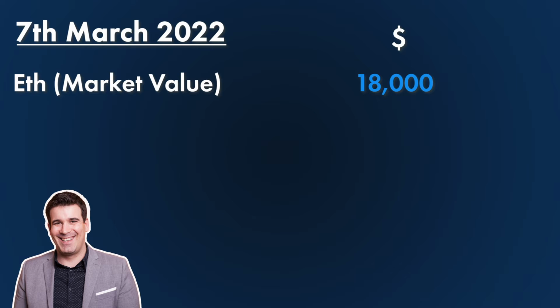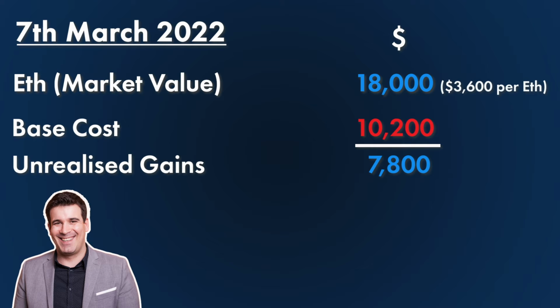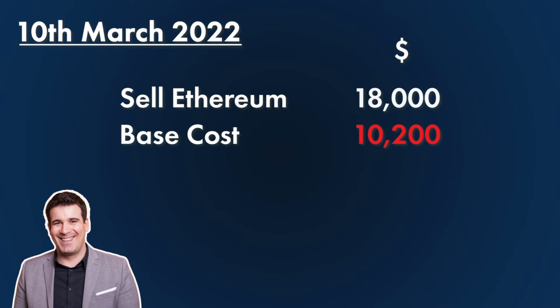On the 7th of March, the market value of his Ethereum increased to $18,000. That is $3,600 per Ethereum. He's now sitting on a $7,800 unrealized gain. And no tax is actually due on this yet, as he has not triggered a disposal. On the 10th of March, Roger decides to sell all 5 Ethereum coins he holds at the market rate of $18,000.